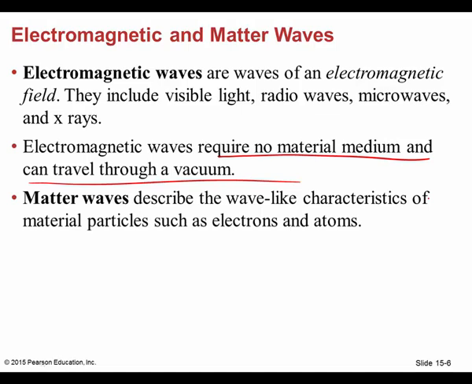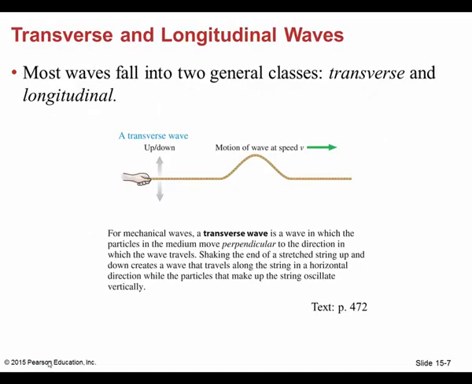Of course, it's electromagnetic. Now, matter waves are those that describe the wave-like characteristics of material particles such as electrons and atoms. So when we talk about matter waves, we're talking about the behavior and the characteristics of electrons, and atoms too. Now, most waves will fall into one of two categories, either transverse or longitudinal.